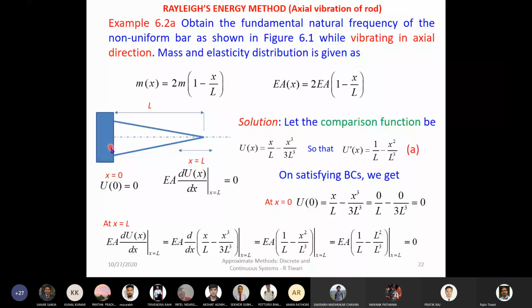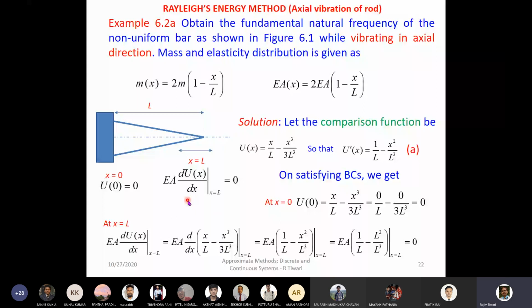Now here, in the energy form of Rayleigh's method, whatever u we need to choose is a comparison function, and the comparison function has the requirement that it should satisfy all the boundary conditions, not only the geometrical boundary condition at this end, but also the natural boundary condition, which is nothing but the axial force being 0 at the free end.